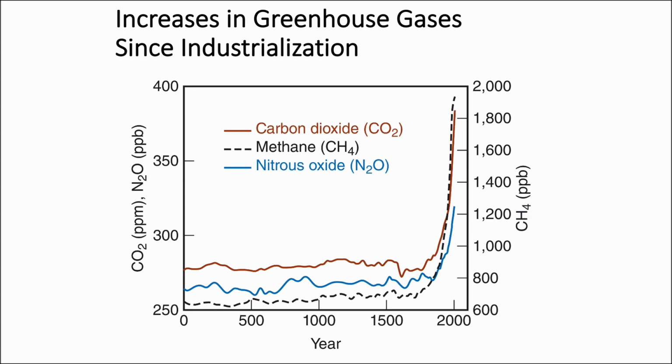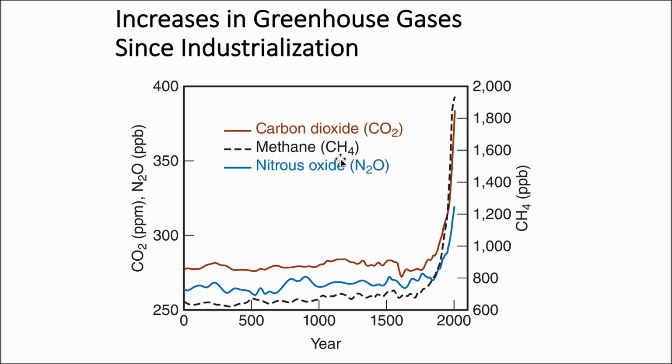Now, what coincides exactly with this is the increase in greenhouse gases since industrialization. You can see they are relatively the same. These three greenhouse gases are relatively the same from 2,000 years ago all the way up until the 1750s and 1800s. And then once we get the Industrial Revolution, we get this sharp increase, this kind of exponential growth in CO2 parts per million. So CO2, this red line is for parts per million.